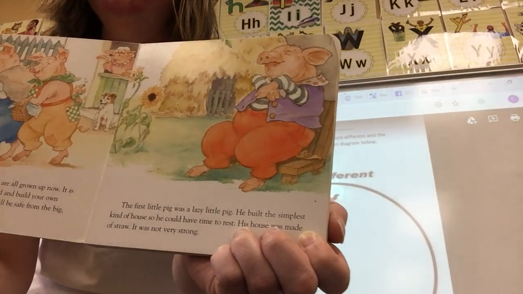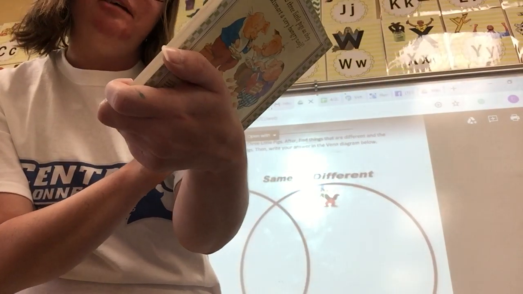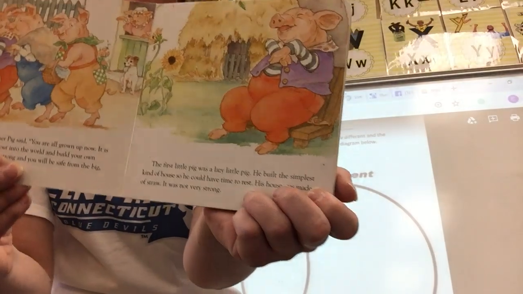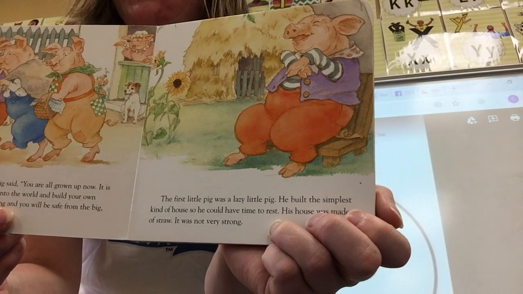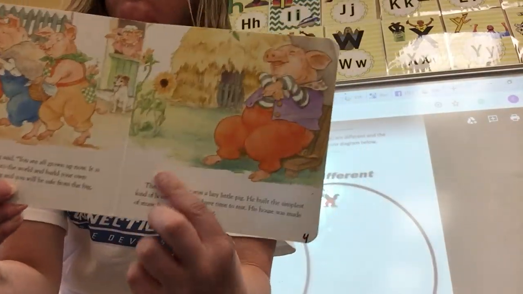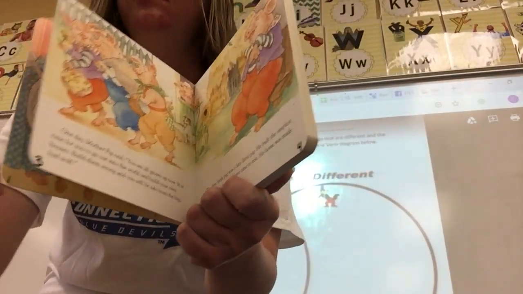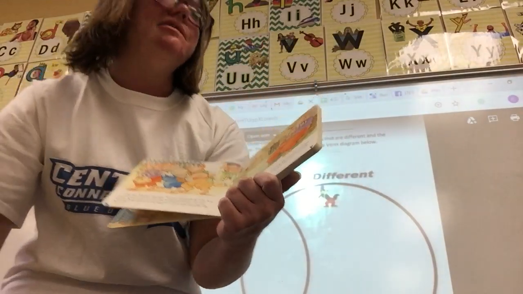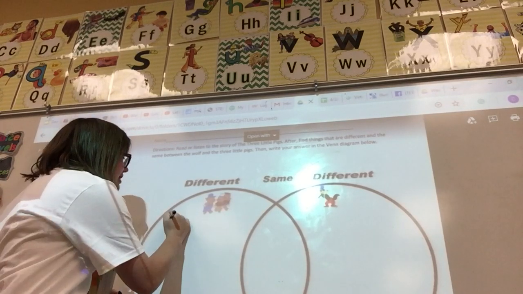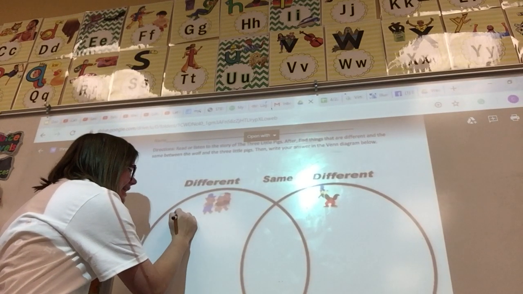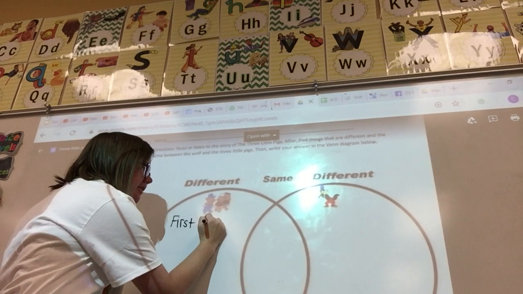What word did the author use to describe the first little pig? Let's go back and read that first sentence. The first little pig was a lazy little pig. That's right, lazy. So on our chart, we are going to copy down that first sentence. It would probably be best if you copy down with me, because unfortunately you don't have the book in front of you. So we're going to say, first pig was lazy. And all I'm doing is copying those exact words from the book.